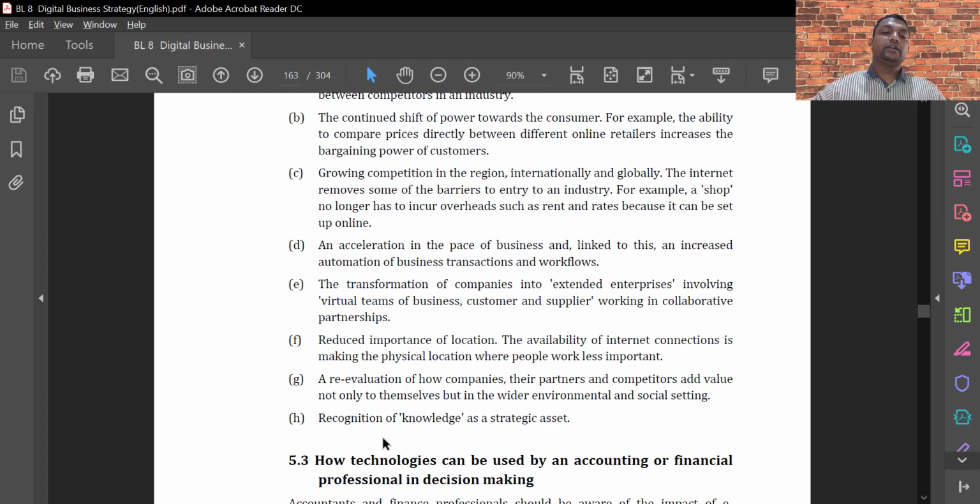And finally, the recognition of knowledge as a strategic asset, because not only the organization processes and all that, the product and the building and the previous setup, knowledge also has now become an important asset, because when you are doing business online, having the required knowledge at the right time will be a decision factor to see whether your business improves or not.